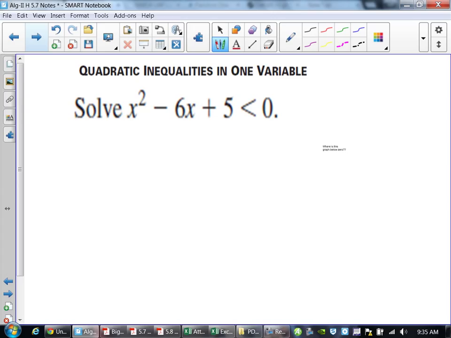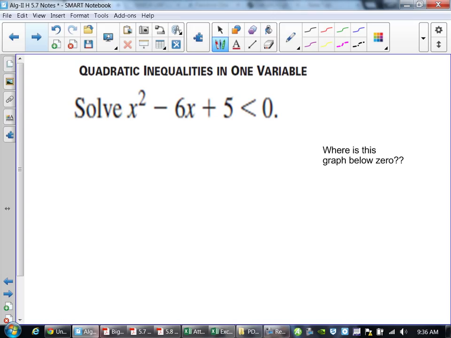Alright. They're a little bit different now. I think that last one was long. We're going to solve the quadratic with one variable, which basically is asking you, where is the graph below 0? For what values of x will you get below 0?